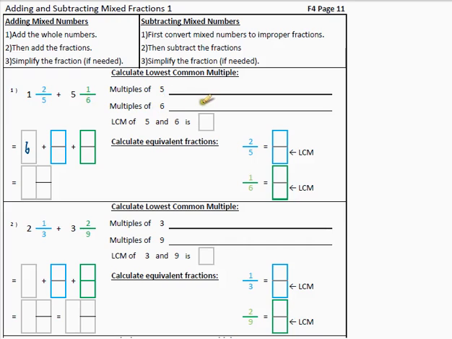Now, if you work this out, what lowest common multiple do you get? Do you want to pause the video quickly and try to work that out yourself? You should have 30 there. Okay? In other words, we're going to make that 30. Do you want to pause the video now and work out these equivalent fractions? See if you can do it on your own.